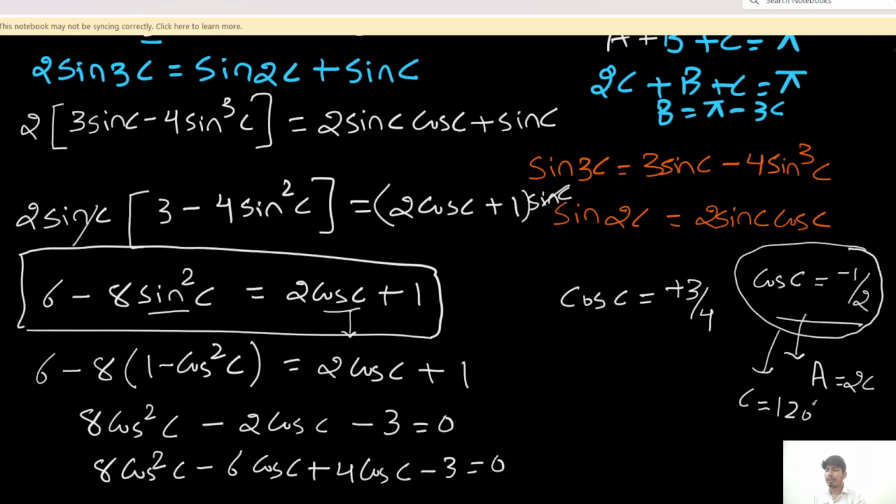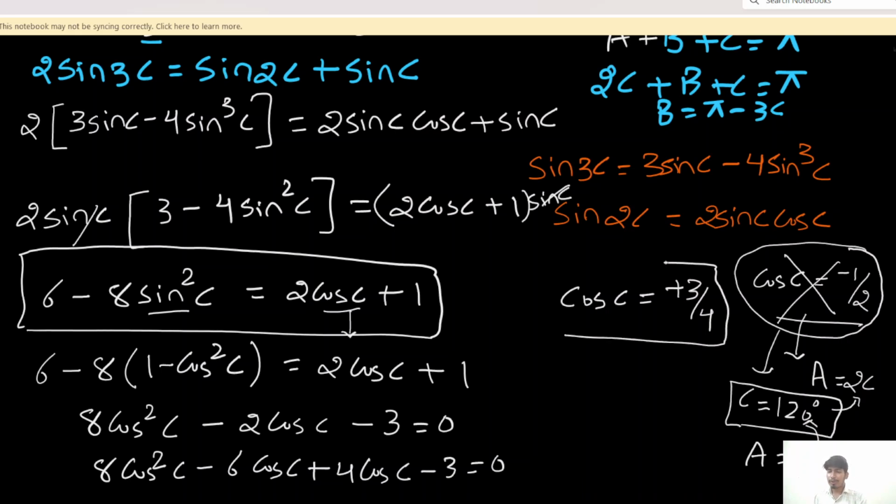It is 120 degree. Then 120 degree can't be acute. Then A is 240, but 240 plus 120 is not 180. This is more than 180. Then cos c can't be minus 1 upon 2 in the triangle. Because the condition is A is equal to 2c, but we know the sum of all the angles in a triangle is 180 degree. So the only possibility is cos c is equal to 3 upon 4.